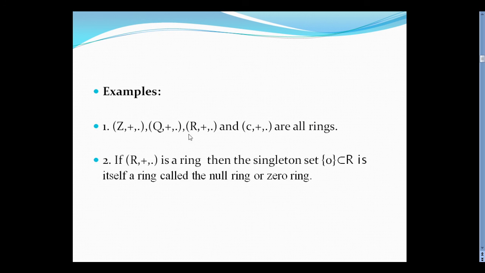Examples of rings: Z under addition and product is a ring, and the set of all real numbers, the set of all complex numbers, natural numbers, and rational numbers under addition and product are all rings. If R under addition and dot is a ring, then the singleton 0 contained in R is itself a ring, called the null ring or zero ring.